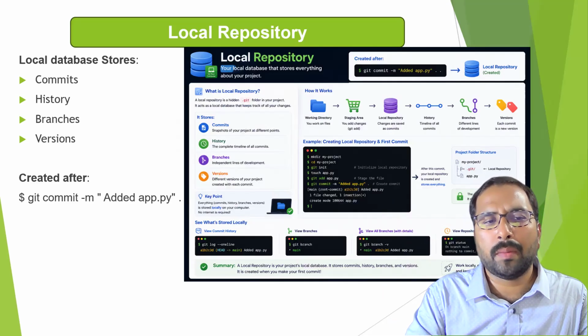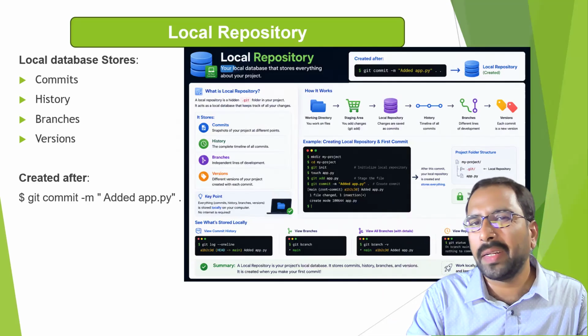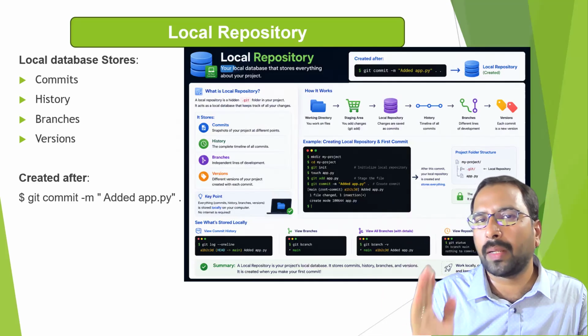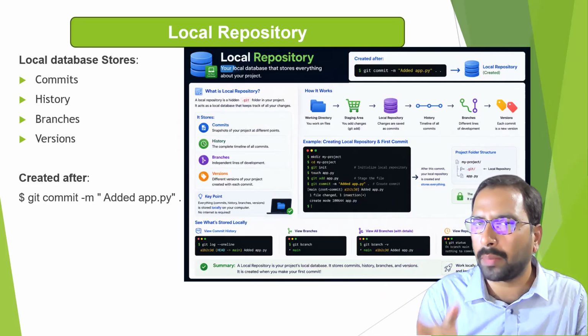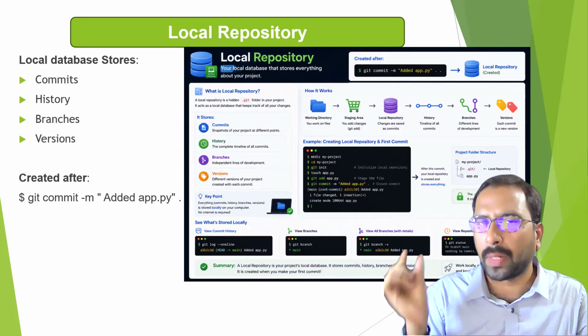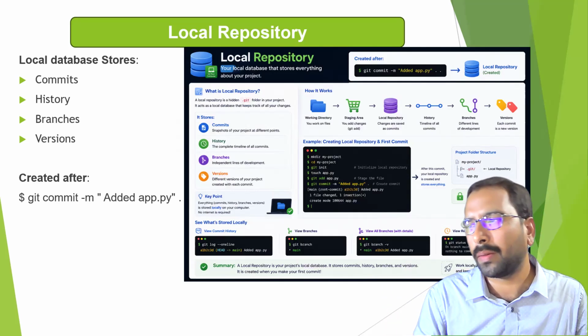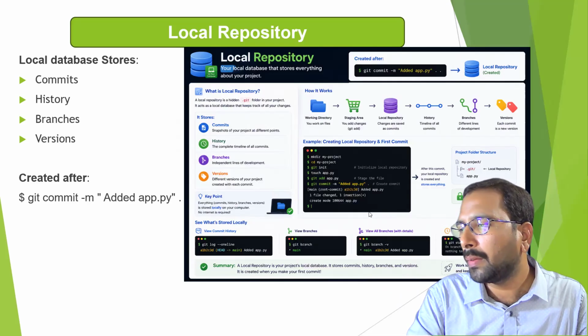A commit permanently saves project changes inside the local repository using the command git commit. You use git commit hyphen m, and in double quotes you give the label name, and at the end you give the file name, or dot, or star. See, git space commit hyphen m.